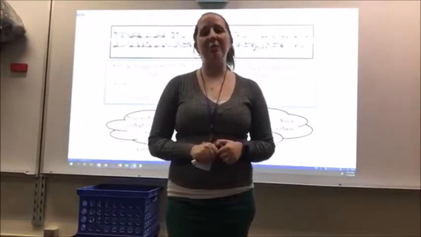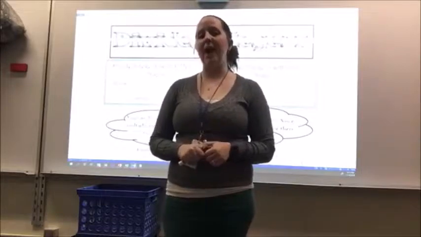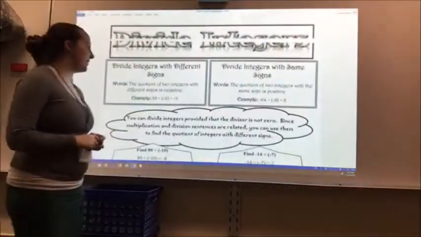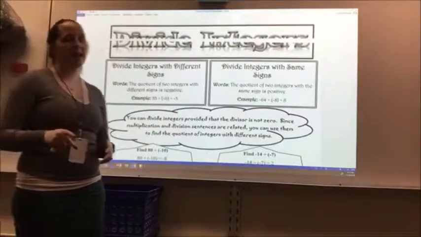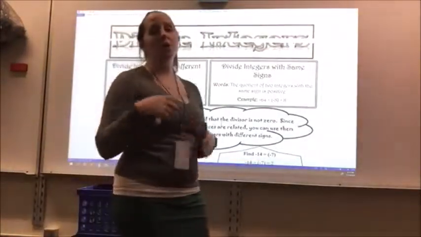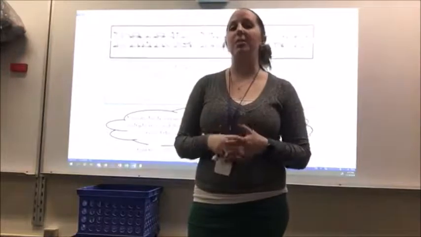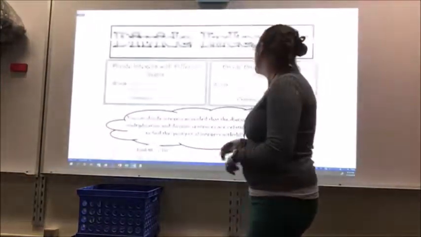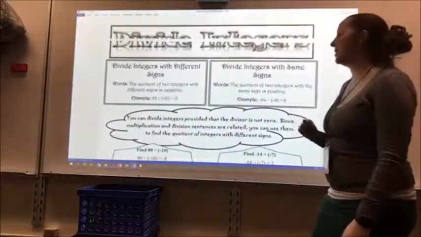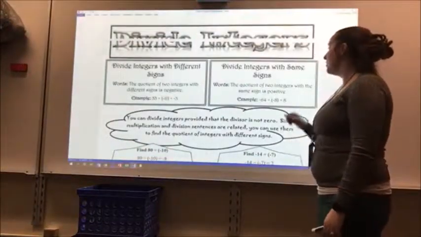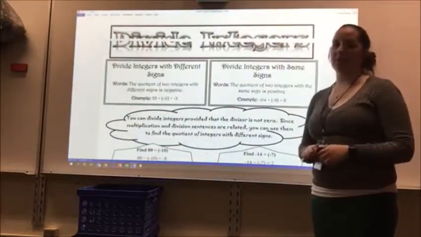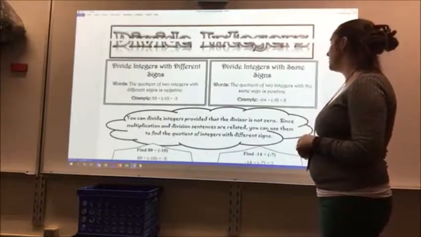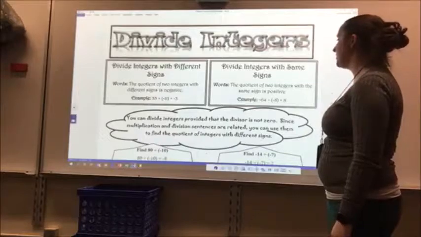This is Chapter 3, Lesson 5, Divide Integers. So, if I divide integers with different signs, just like I did with multiplication, the quotient is going to be negative. So, different signs, they're negative, okay? If I'm dividing integers with the same sign, they're going to be positive. So, two negatives make a positive, two positives make a positive. Okay, quotient of two integers with the same sign is positive.